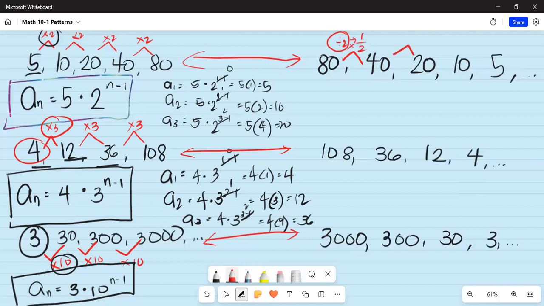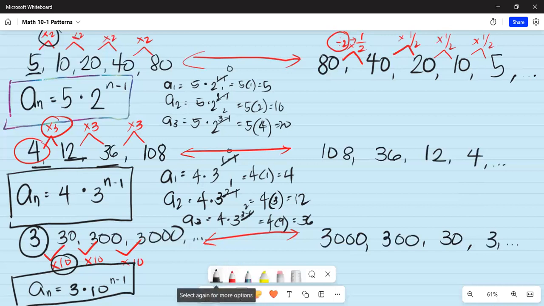Same thing, multiply by 1/2. Next, multiply by 1/2. And multiply by 1/2. Because multiplying a number by a half divides the number by 2.